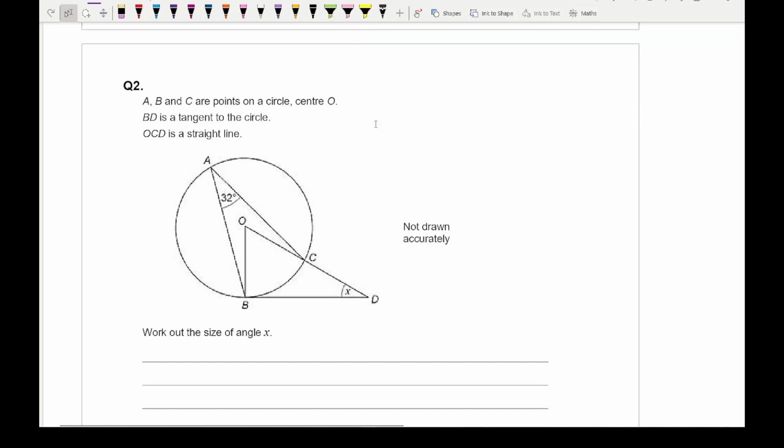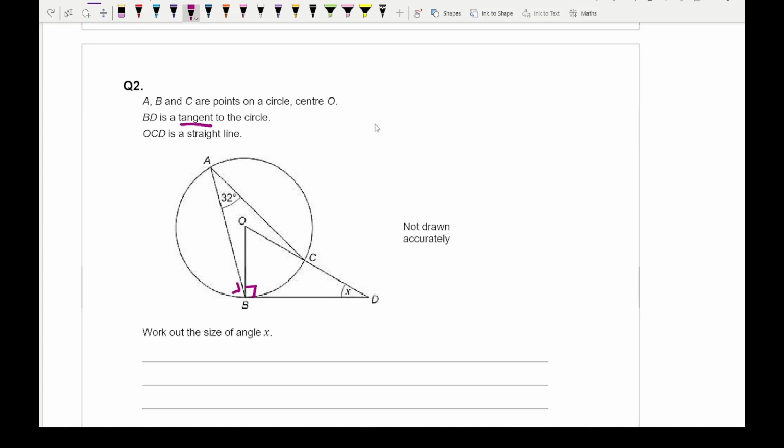Moving on to question 2, it says that A, B, C are points on a circle with centre O. BD is a tangent to the circle. OCD is a straight line, and the question is asking us to work out the size of angle X. Now in this particular question, knowing the circle theorems, the fact that it mentions the tangent means I'm going to be using that the radius and the tangent meet at a 90-degree angle. So this angle here of OBD is going to be 90 degrees.